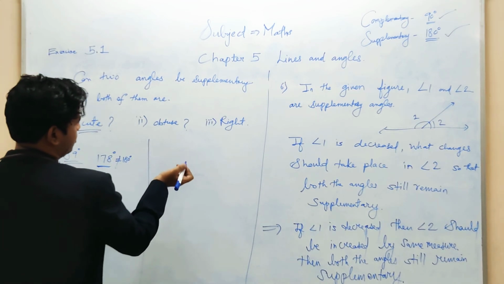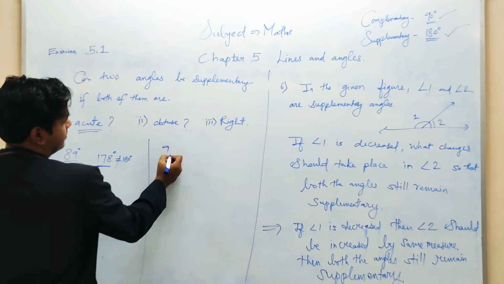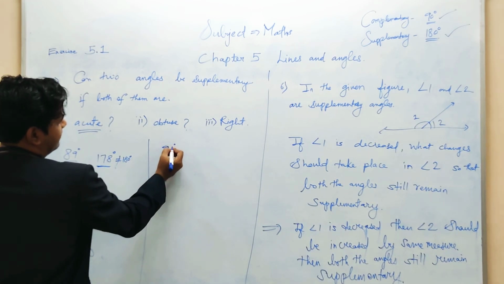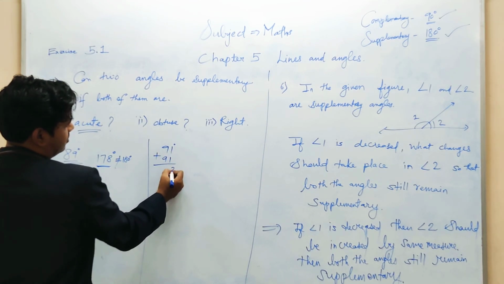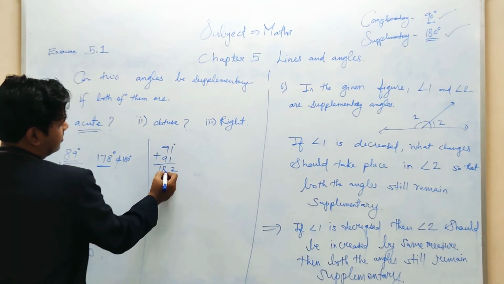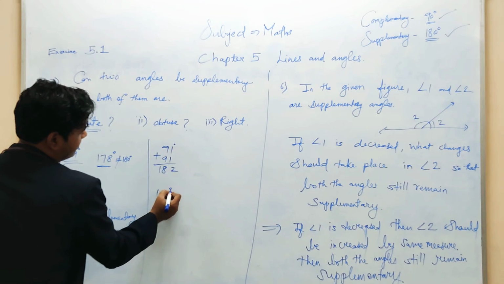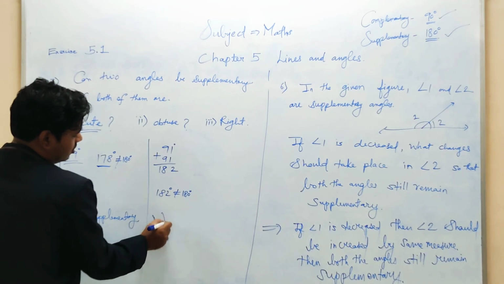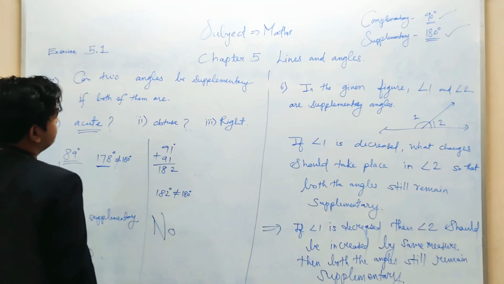Second, obtuse angle. The smallest obtuse angle is 91 degrees. If we add 91 plus 91, so 1 plus 1, 2, 9 plus 9 is 18. So this will be 182 degrees, which is not equal to 180 degrees. So here we can say that no, two obtuse angles cannot be supplementary.